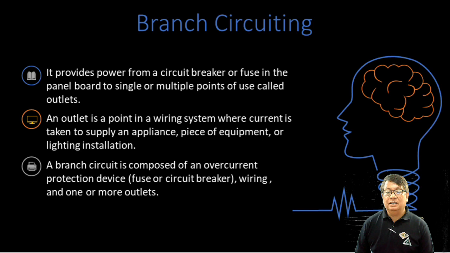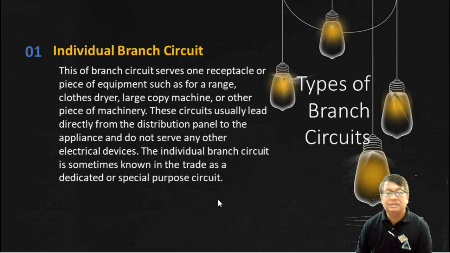What do we call an individual branch circuit? This is a branch circuit that serves one receptacle or piece of equipment, such as a range, clothes dryer, large copy machine, or other piece of machinery. This means the branch circuit has only one load. Maybe its load is the clothes dryer, large copier, or other piece of machinery. That is an individual branch circuit.